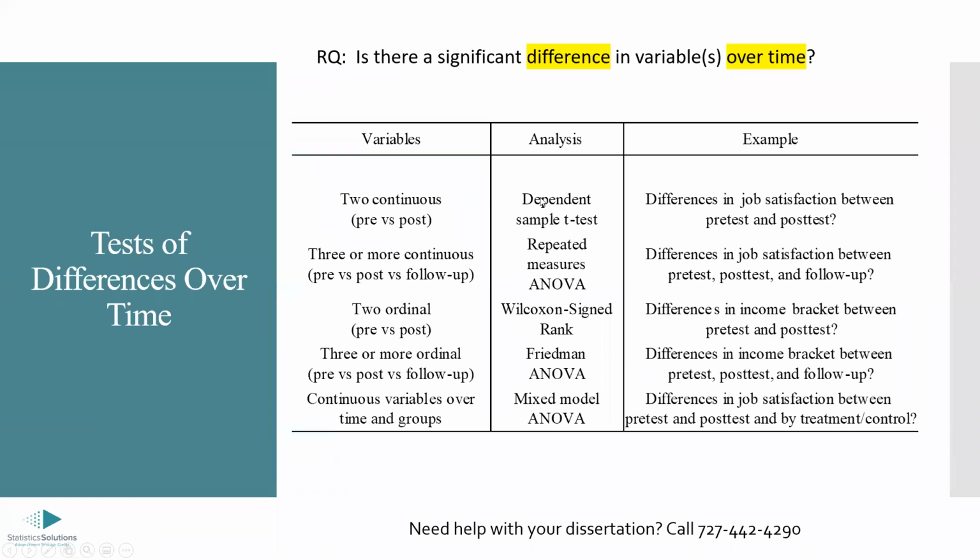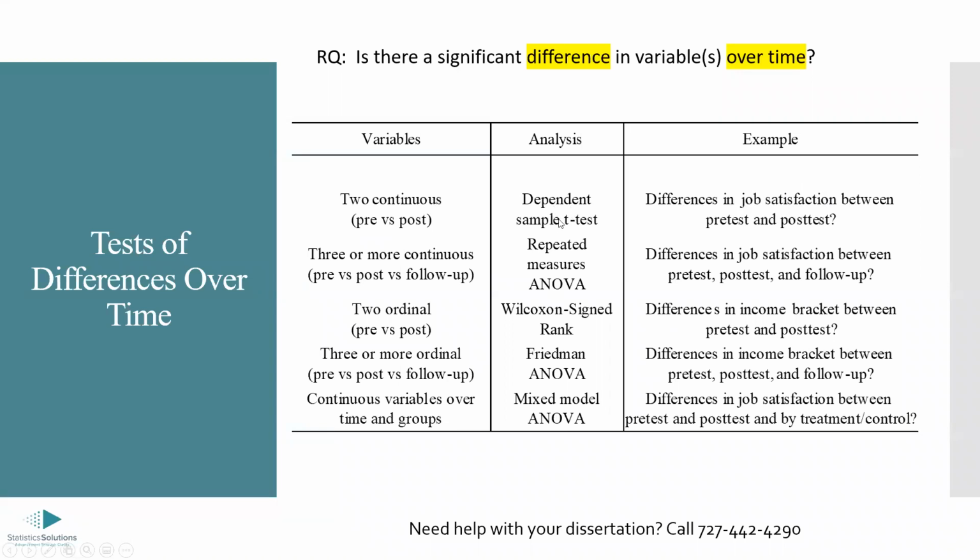A dependent sample t-test is used when you only have 2 points of time in comparison. So we only have a pre-test and a post-test, and we have a continuous dependent variable. I'm assuming here job satisfaction; there are several surveys to measure job satisfaction that use a Likert scale, and you can develop a composite score to measure this variable.